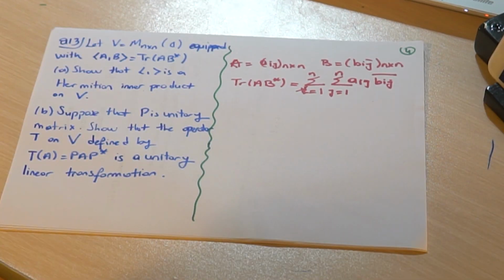Now, question 13 is: let B be the set of n by n matrices over the complex numbers equipped with the Hermitian inner product, or let's say it's not an inner product right now, <A, B> is equal to trace of A times B adjoint. Part A, show that this product is a Hermitian inner product on B. Part B, suppose that P is a unitary matrix. Show that the operator T on B defined by T of A equal to P A P adjoint is a unitary linear transformation. Now, first we need to show that this one is a Hermitian inner product.